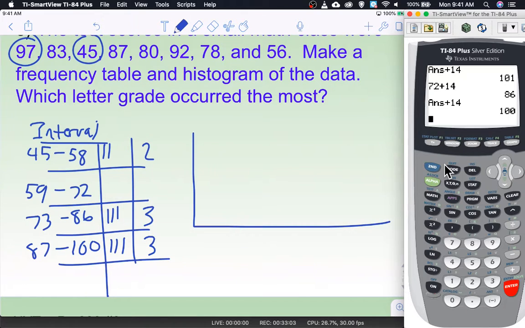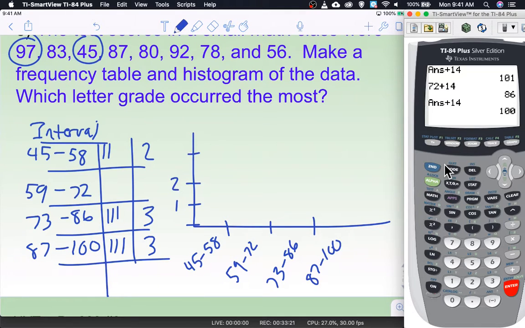Let's see. 45 through 58. 59 through 72. 73 through 86. 87 through 100. And 0, 1, 2, 3. We have 2 for the first interval, 0 for the second, 3 for the third and fourth intervals.